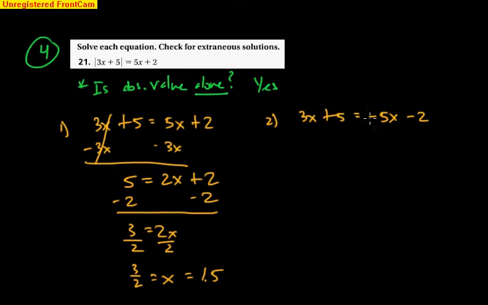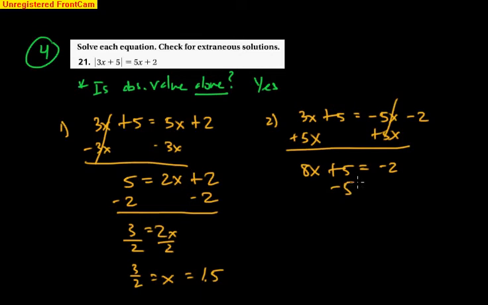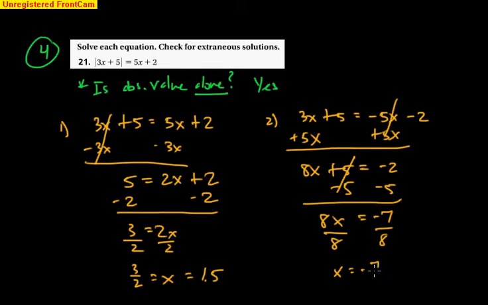On the other side, let's solve this one. Let's add 5x because it's negative. Let's make it positive, so we're going to add 5x. That'll give me 8x plus 5 equals negative 2. Let's move the 5 over by subtracting it. 8x equals negative 7. And let's divide by 8. And again, this is negative 7/8, or you could have negative 0.875.